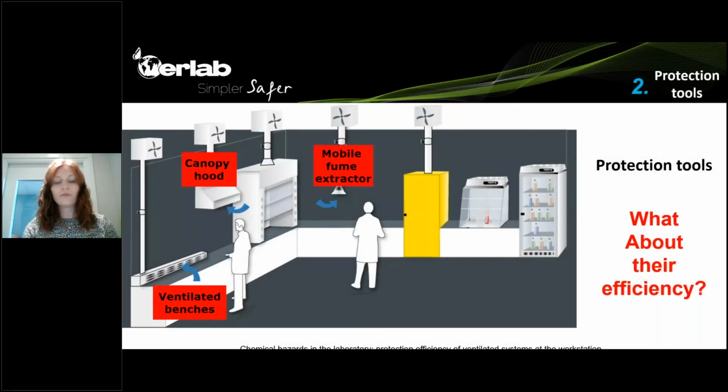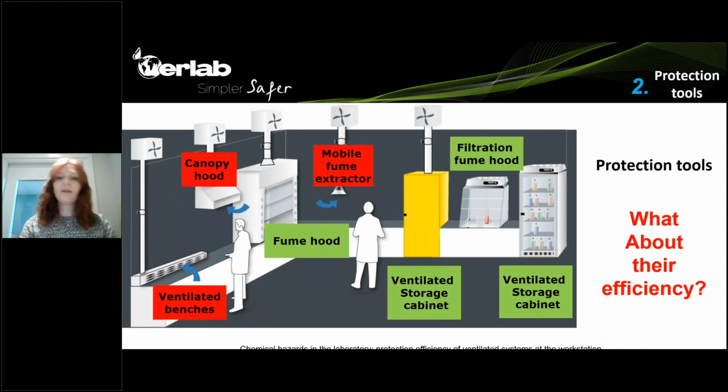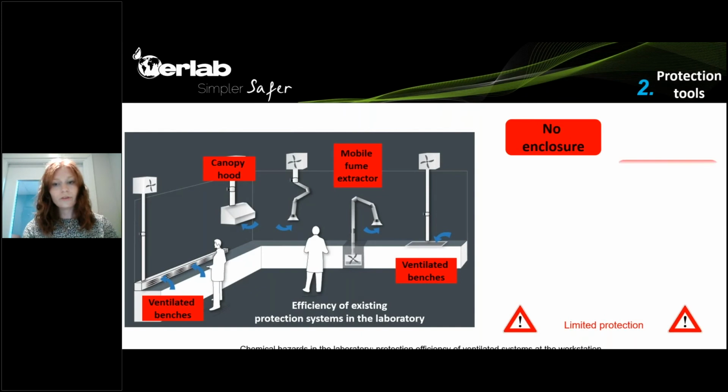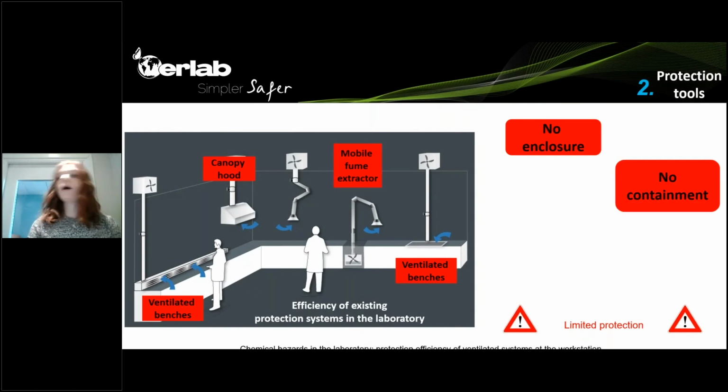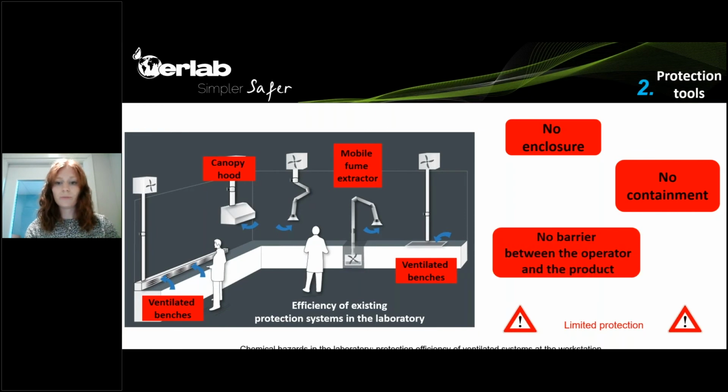So we have the non-ventilated tools that can be composed of the ventilated benches and the canopy hood. They are not ventilated because they don't have any enclosure. And then we have the ventilated tools, so for instance, a ducted fume hood, a ductless fume hood, or a ventilated storage cabinet. So what is their efficiency and how are you protected while using them?